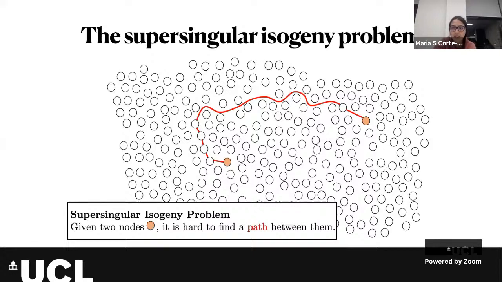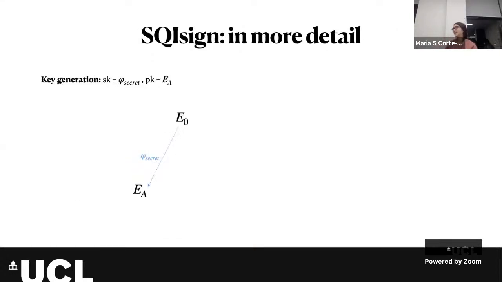So now we can go on to describe SQIsign in a bit more detail. SQIsign will be, again, composed of 3 different algorithms: your key generation, your signing, and then your verification algorithm. For key generation, you start with this base elliptic curve, E0, and then you generate an isogeny, which will have image EA. So your secret key is going to be the isogeny, and your public key should be this image elliptic curve.